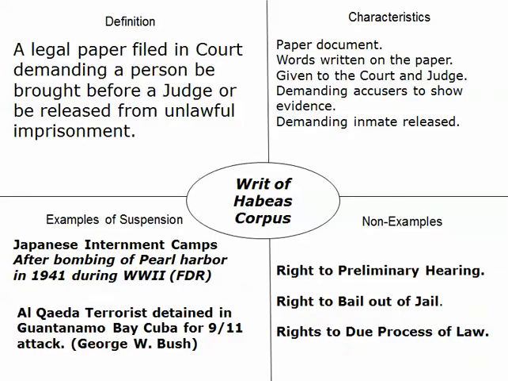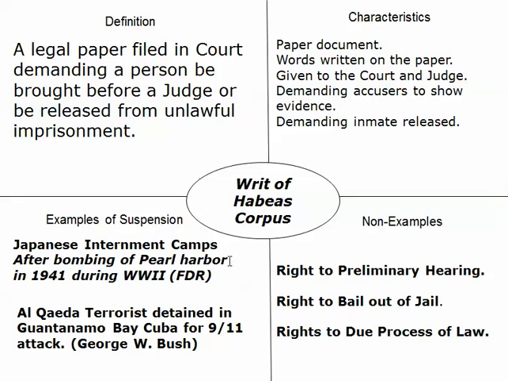So let's look at this definition real quick. Definition: a legal paper filed in court demanding a person be brought before a judge or be released from unlawful imprisonment. Characteristics: a paper document, words written on the paper, given to the court or judge, demanding accusers to show evidence and demanding that the inmate be released if they can't show evidence.